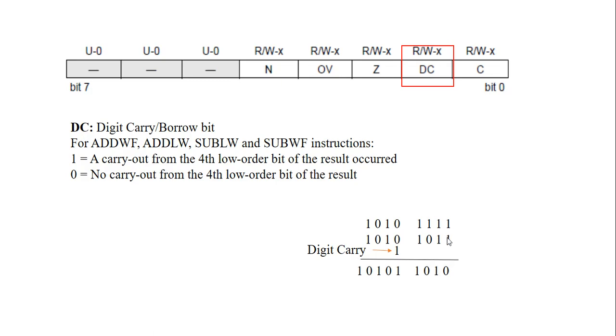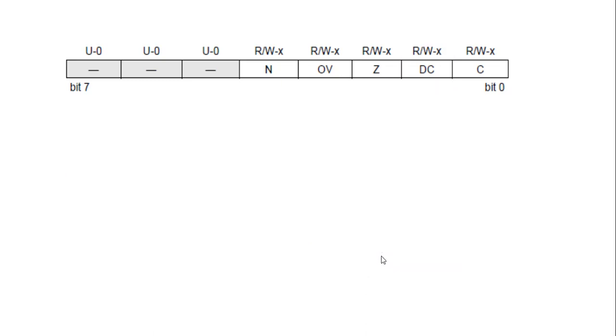Here 1 plus 1 is 0 with carry 1. 1 plus 0 is 1, plus 1 is 0 with carry 1. The carry generated during the addition of this 4th bit goes to be added into the 5th digit. That carry is called the digital carry. The same thing applies in subtraction also.